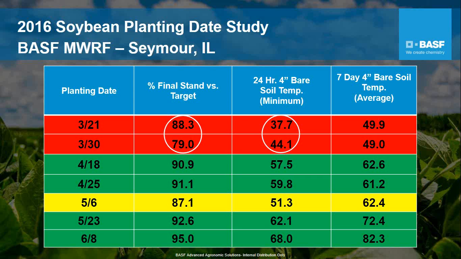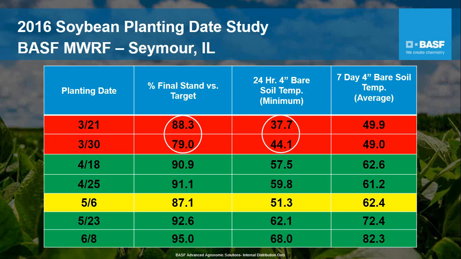We had additionally a planting date on March 30th, and then you see in April, I've got those first 2 dates in April, or the 2 planting dates in April coded in green. They were excellent planting dates for soybeans, good temperatures, great final stands over 90%.